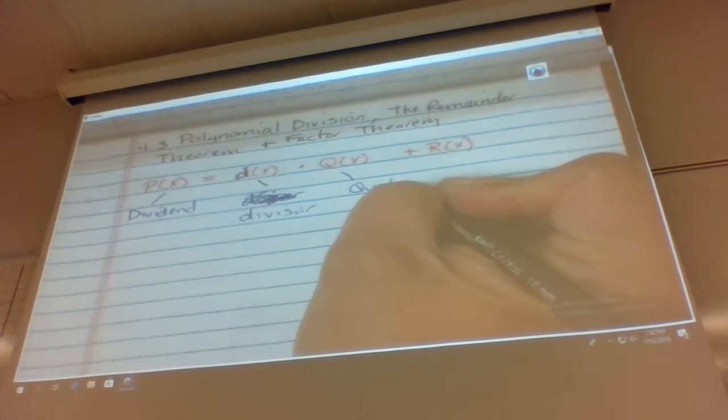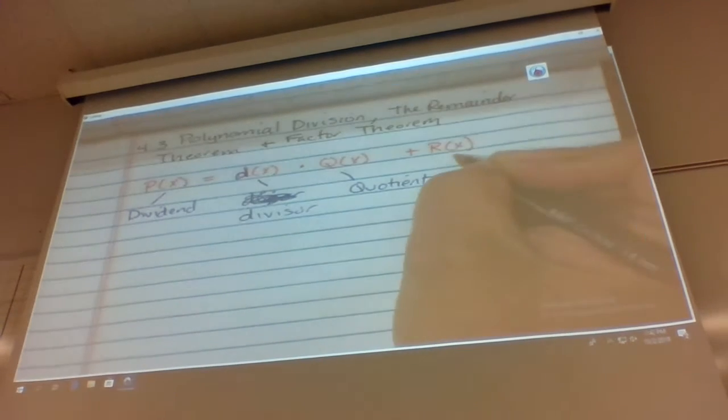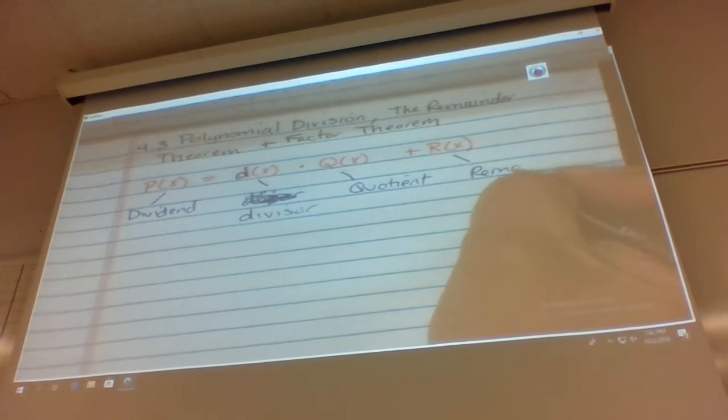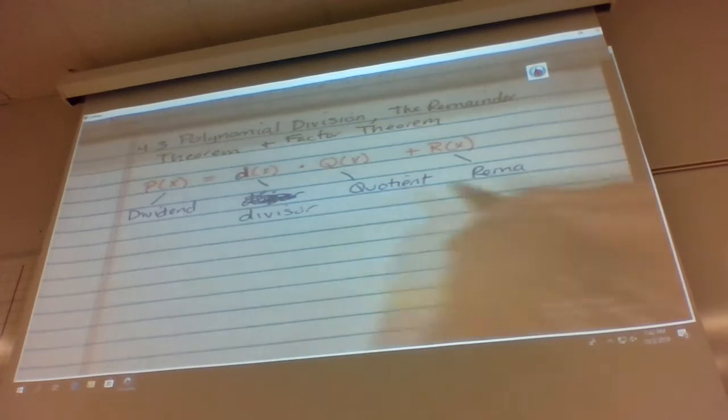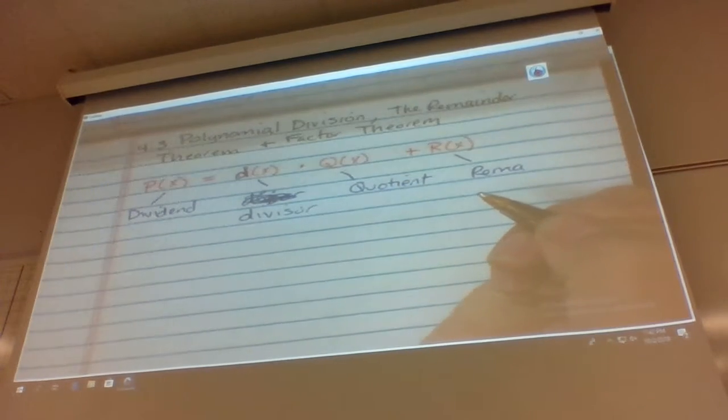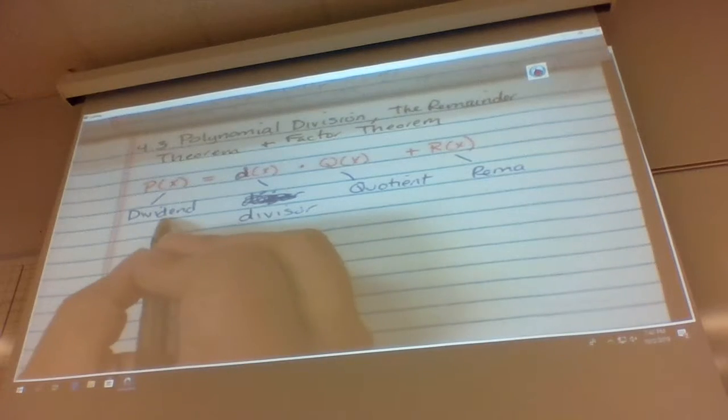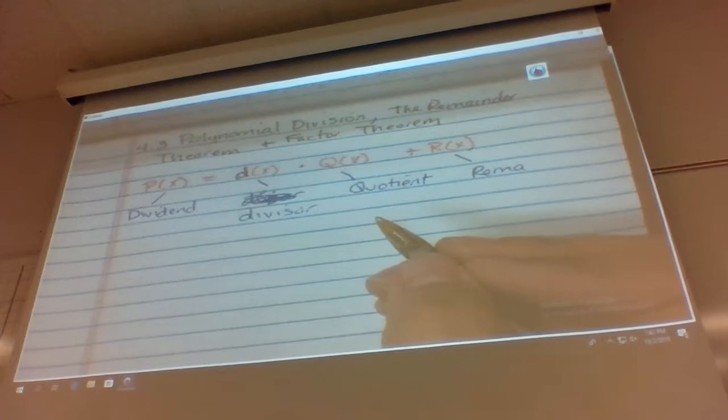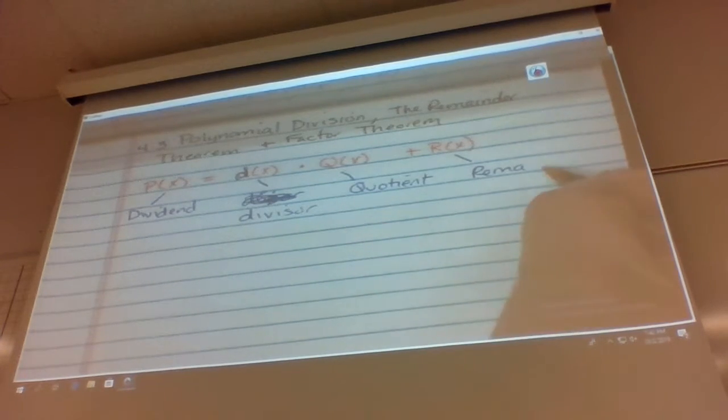This is your quotient, which is your answer, and this is your remainder. Dividend. It's like divide and end. Dividend. Remainder.